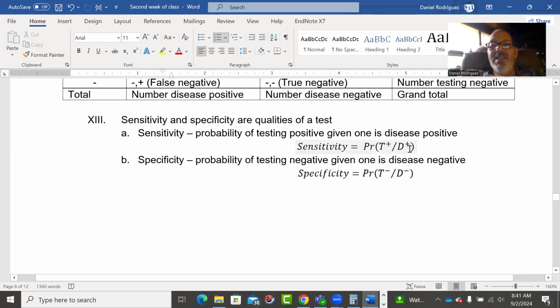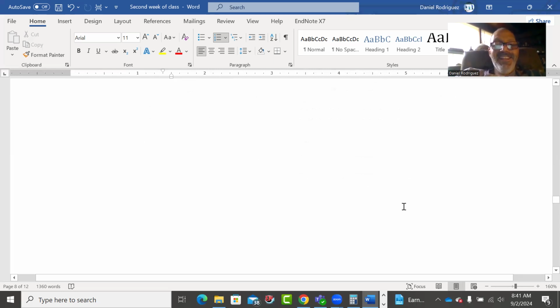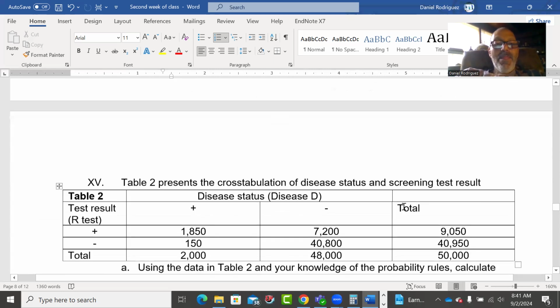So what does that mean? If you're disease positive, you should test positive, right? If the test is any good, if you're disease negative, you should test negative. These are true negatives and these are true positives. Those are other ways to look at it. It's hard to remember these terms sometimes, which goes with which. I think of sensitivity as being sensitive to somebody who has the disease. That's the best I could come up with in terms of remembering it.